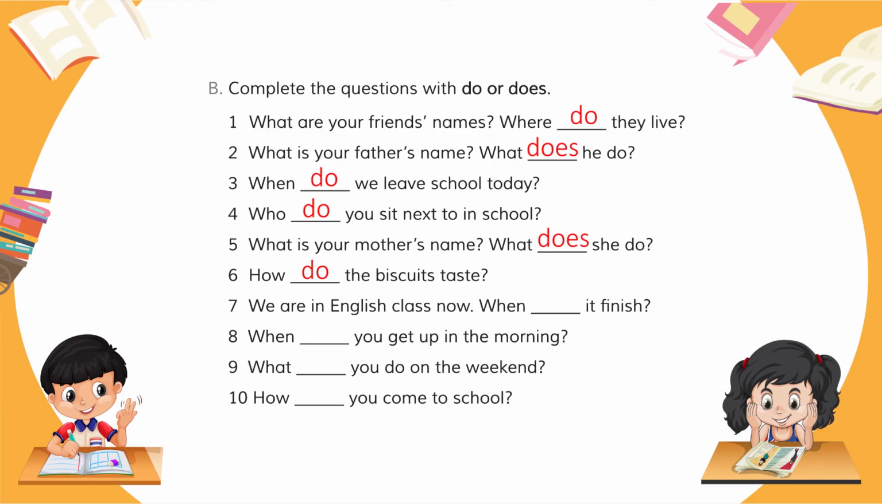Okay, thank you. 7, we are in English class now. When does it finish? It, that is why does. Okay. Number 8, when do you get up in the morning? তুমি সকালবেলায় কখন ওঠো? You, that is why do. What do you do on the weekend? সপ্তাহের শেষে তুমি কি করো? How do you come to school? তুমি স্কুলে কিভাবে আসো? Have you written it correctly?